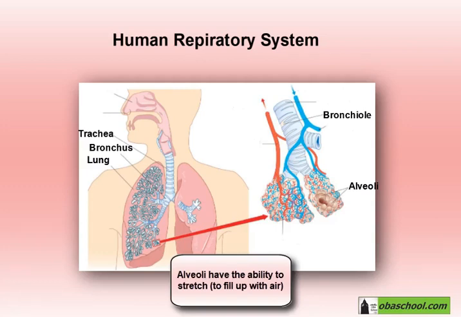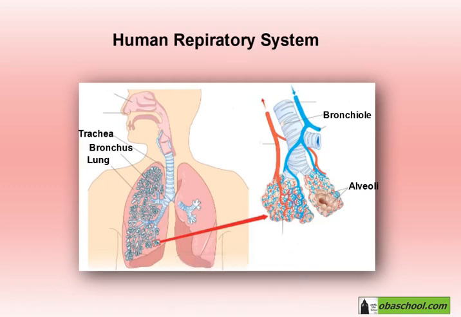And when we breathe out, they don't collapse because they have this elasticity. They can spring back. And the gas exchange surface in this system is the alveolar membrane.